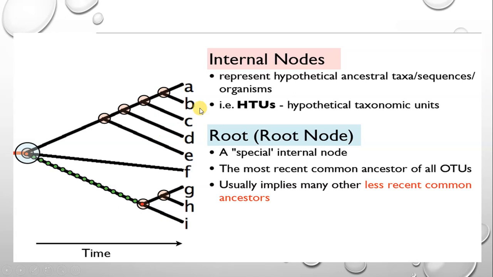I already talked about the internal nodes, the hypothetical ancestral taxa sequences, the HTUs. This will be called a root, the final ancestor. That tells you that in this data which you have selected, this here is the root, and all these organisms belong to the same root or the same ancestor. Which organism is this root? We will talk about it later.